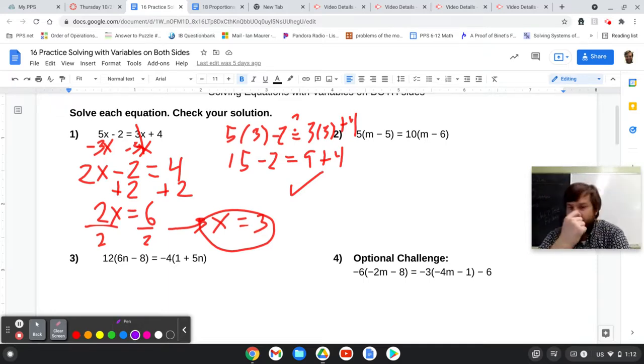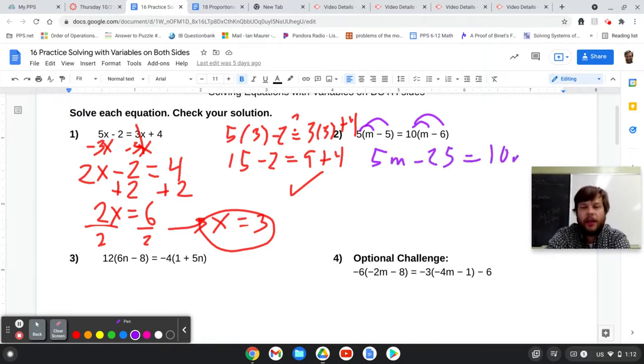Looking at problem number 2, it also has variables on both sides, but first there are parentheses. You need to deal with parentheses first. So we're going to distribute. So I'm going to distribute 5 times m, 5 times 5, 10 times n, 10 times 6. That leaves me with 5m minus 25 equals 10m minus 60.